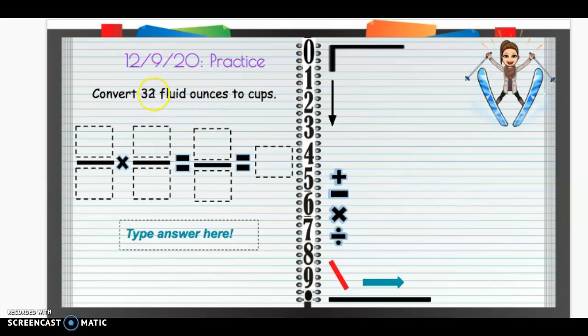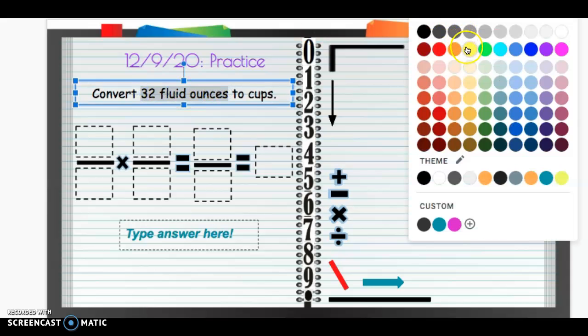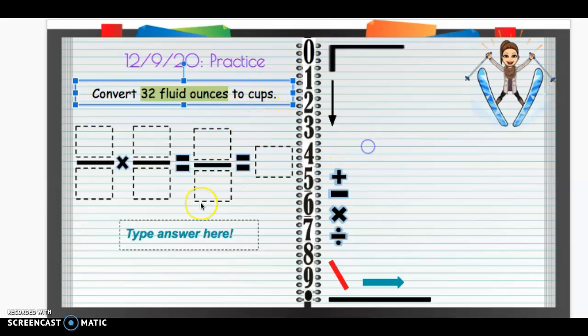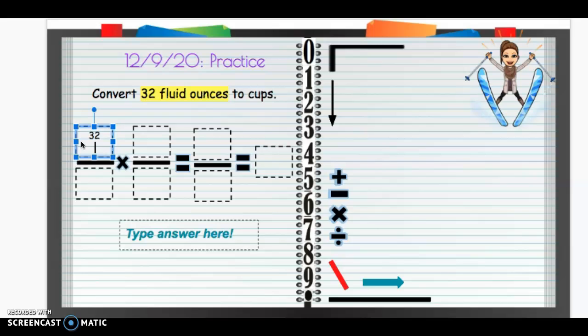All right, so we need to convert 32 fluid ounces to cups. So we have 32 fluid ounces. That's what we know. So what we know goes up here, 32, and we're just going to put fluid ounces. It's okay if it goes off the box. I'll make it bigger for you guys too. And we always put it over 1.